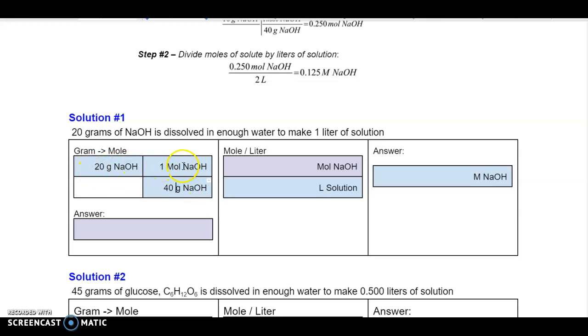So we have 20 times 1 divided by 40. Our grams will cancel, and we'll be left with moles. So our answer for this one is 0.5 moles of sodium hydroxide. We're going to plug that in: 0.5 for every 1 liter of solution. So it tells us how many liters. So 0.5 divided by 1 is going to be 0.5. So this is a 0.5 molar concentration of sodium hydroxide in this solution.